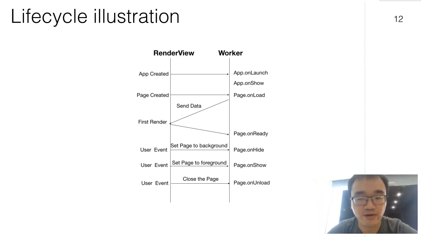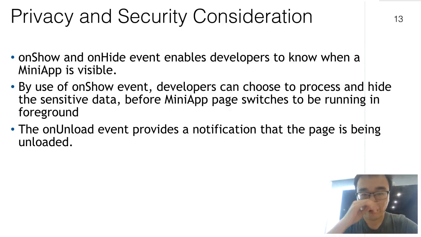Sometimes, if the MiniApp page switches to be running in the background, the worker will run the MiniApp page lifecycle event page onHide to keep it alive. If the MiniApp page switches to the foreground, then the worker will run the MiniApp page lifecycle event page onShow. And to destroy the MiniApp page, the worker runs the MiniApp page lifecycle event page onUnload. So this is a very simple illustration of the MiniApp lifecycle.